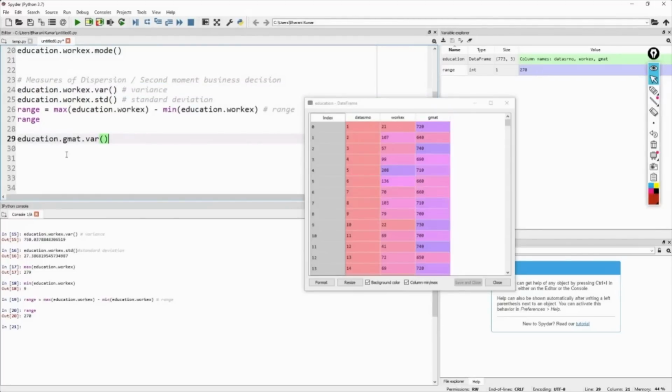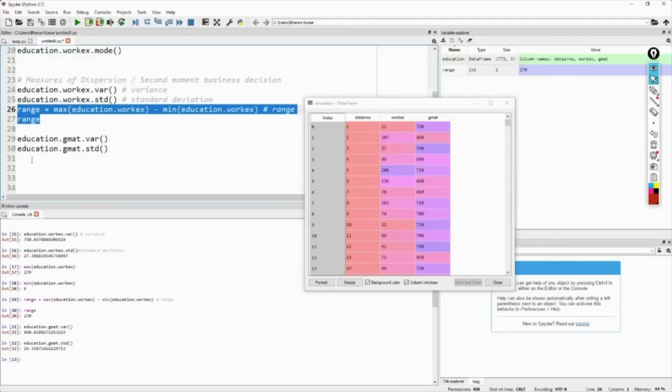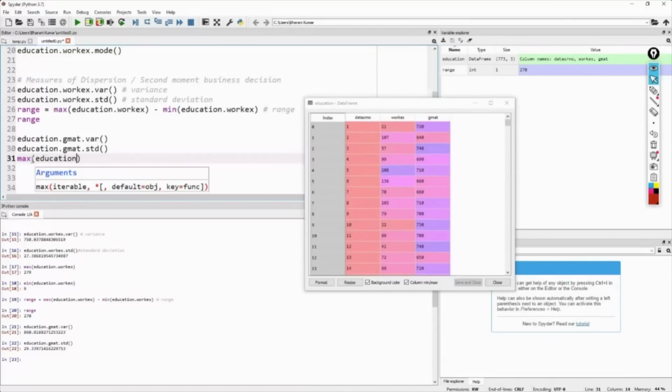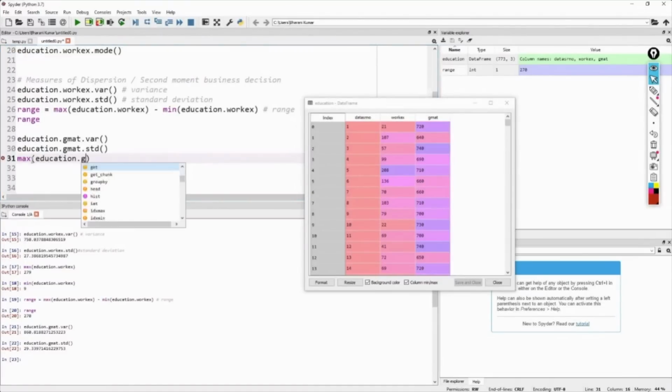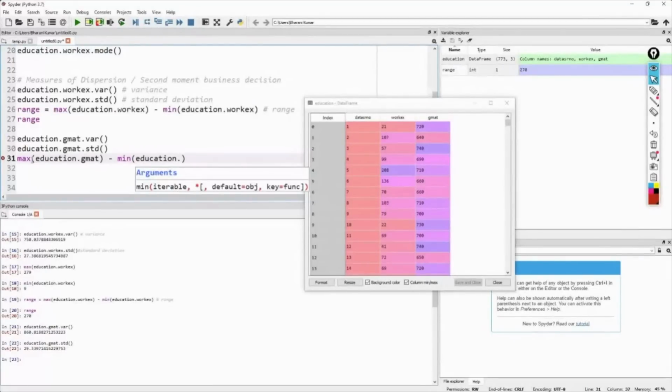For GMAT, if you want, go to education.gmat.var. If I run that, you get the variance. And if you want the standard deviation, you say education.gmat.std. When you click on run, you see that. And if you want the range, simple. You can just say maximum value of education dot GMAT score minus minimum value of education dot GMAT.